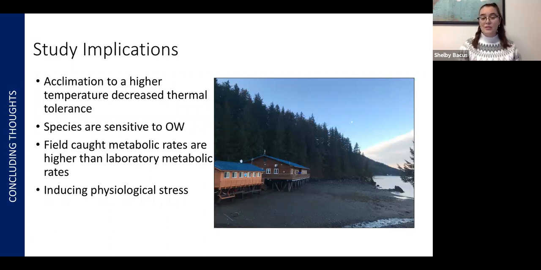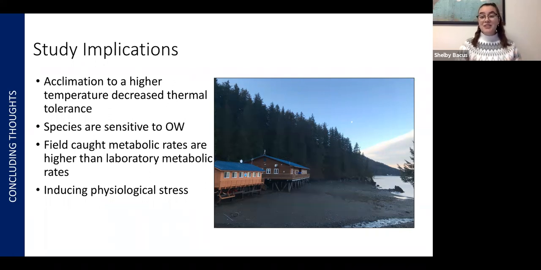So looking at thermal tolerance and metabolism. We found that acclimation to a higher temperature actually decreased the overall thermal tolerance of Lania, which is quite interesting because it's not what we usually see in these kinds of experiments. Usually when organisms are acclimated to a higher temperature, they express a higher CT max. However, we see the opposite results. And what this could mean is that higher acclimation temperatures are inducing a high toll or a high physiological stress, enough so that CT max is lowered. And this is significant because it means that species, even when acclimated to warmer conditions, are sensitive to OW.